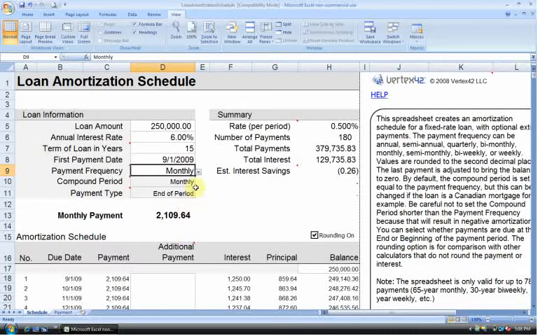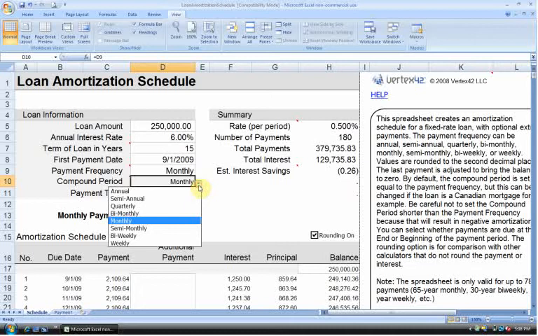Next up, we have the compound period. The compound period is not something that you normally get to choose in your loan. It's determined by the specifics of the agreement. Most compound periods for mortgages in the United States are on a monthly basis, while Canadian mortgages are compounded on a semi-annual basis. Once again, the drop-down menu here allows you to choose the specifics. We're going to assume a monthly compounding period.